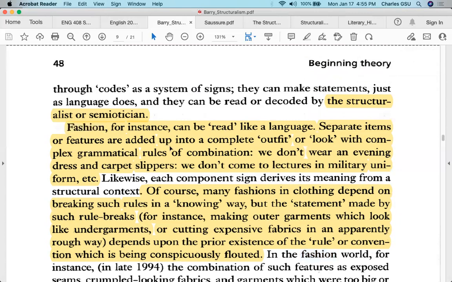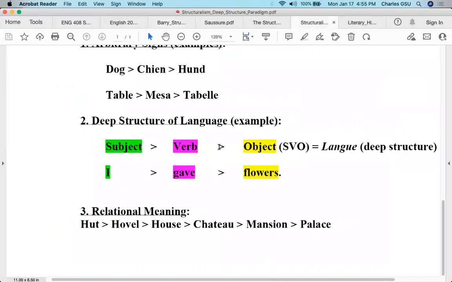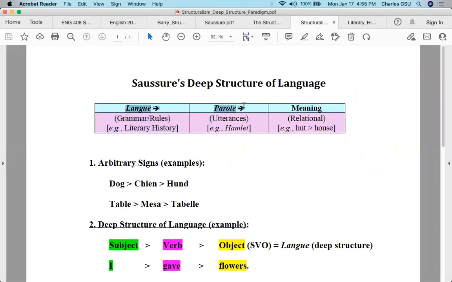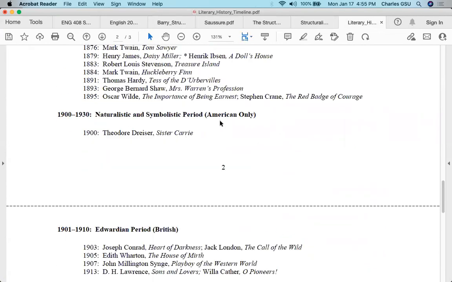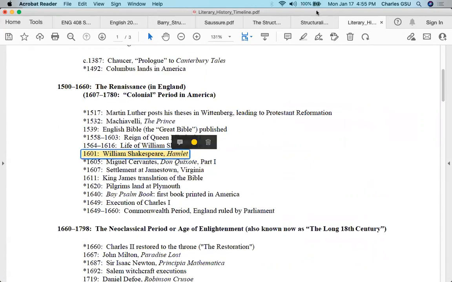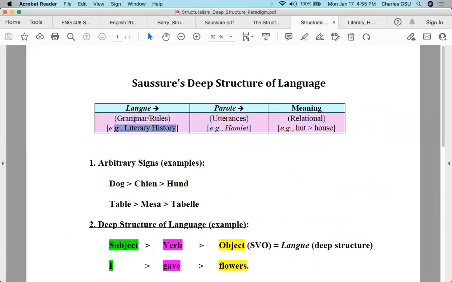So what I want you to do here is, again, go back to, see here, this notion of langue and parole, right? The deep rules of something versus the utterance of something. And so what Barry's going to do here is, rather than say literary history, the broad swath of literary history, in this case, British and American literature, and the particular utterance of Hamlet, he instead is going to use fashion as the broad kind of rule or langue. And an individual parole or individual utterance would be that someone wears a particular piece of clothing or attire, shoes or whatnot.